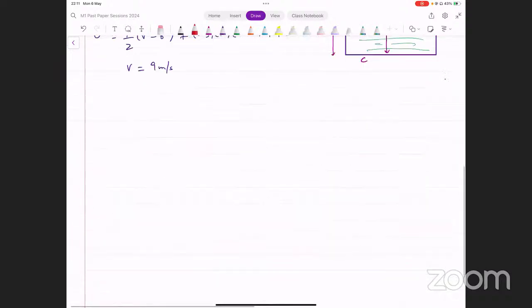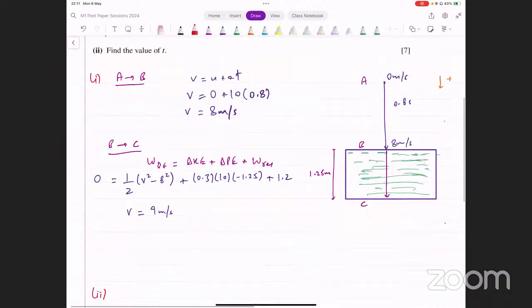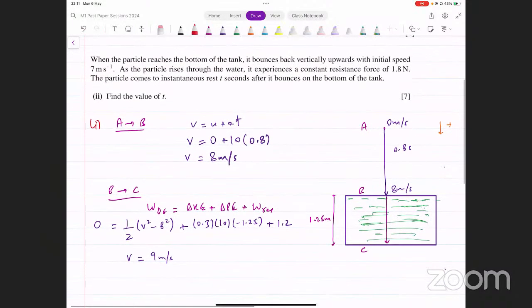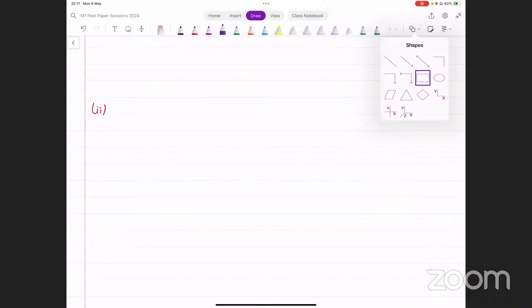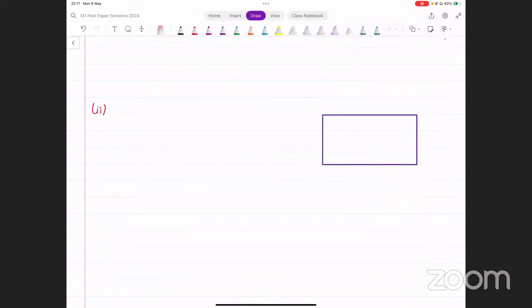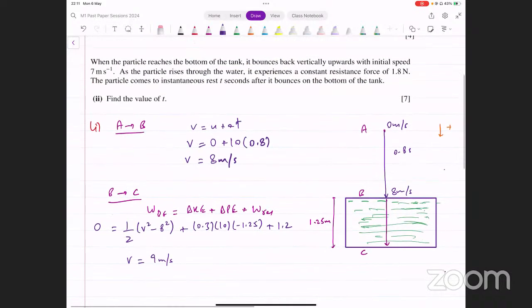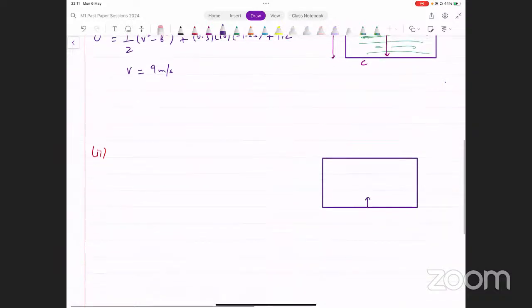This is part 2 now. When it hits the bottom of the tank, it bounces back vertically with initial speed of 7 meters per second. So now we know from the bottom of the tank, inside this container, it bounces back at a speed of 7 meters per second.